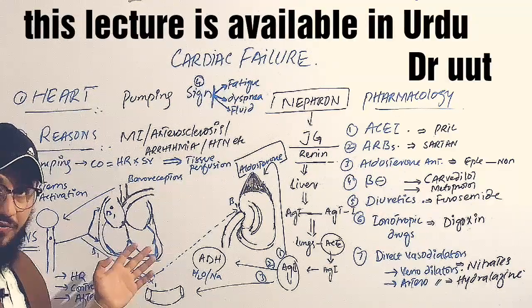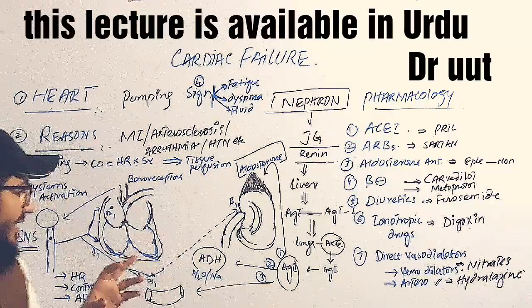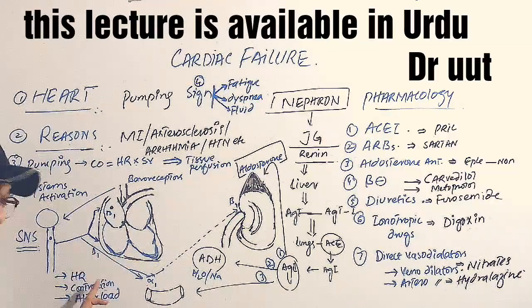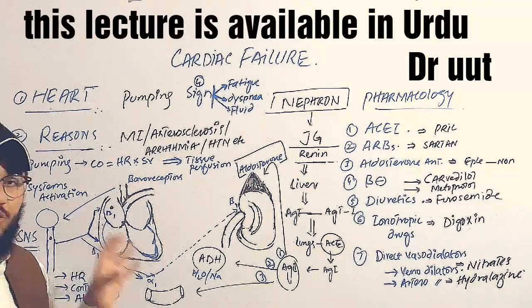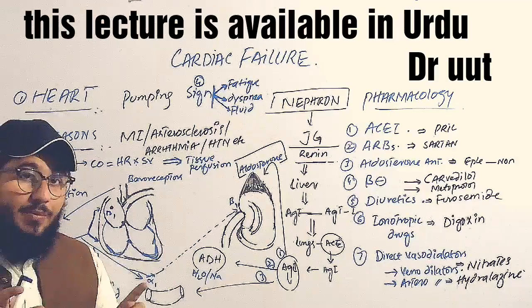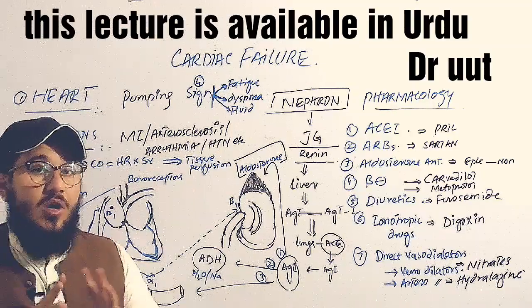If the sympathetic nervous system and the RAS system are activating time and again, they're increasing the heart rate, they're increasing the contraction of the heart, they're increasing the afterload, they're increasing the preload. In a nutshell, we can say that they are increasing the stress on the heart. So due to which what will happen? The shape of the heart may change. We call that cardiac remodeling.